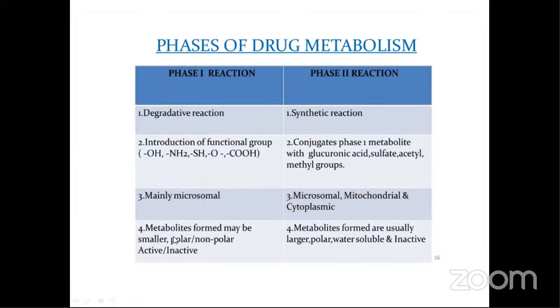In phase 1, the metabolites formed may be smaller, polar or non-polar, and active or inactive. But in phase 2, the metabolites are usually larger, polar, water soluble and inactive. Here they are totally inactive, because only after inactivation will they be excreted.